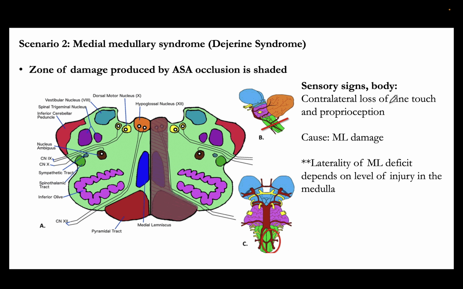Now, in terms of sensory signs for the body, we have the contralateral loss of fine touch and proprioception due to damage of the medial lemniscus. And as a caution, the laterality of this deficit depends on the level of injury in the medulla. So I'd like you to think about that. At what level in the medulla has this information crossed the midline? That will dictate what the outcome of medial medullary syndrome is, where this syndrome occurs, rostral or caudal in the medulla.